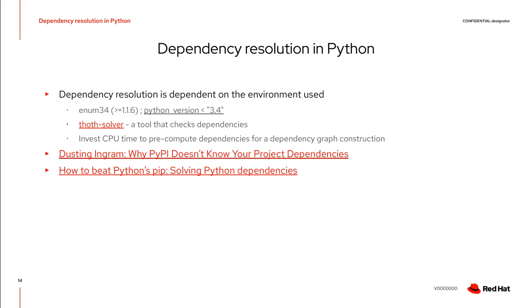This solver runs inside specific environments, so you have a solver that is specific for UBI 8 running Python 3.6, another solver that is specific for Fedora 32 running Python 3.8. In these environments, some packages can have different dependencies, so we really need to inspect how the given package behaves in these environments. In other words, we invest CPU time and we pre-compute dependencies for a later dependency graph construction that we will do later on in this talk.